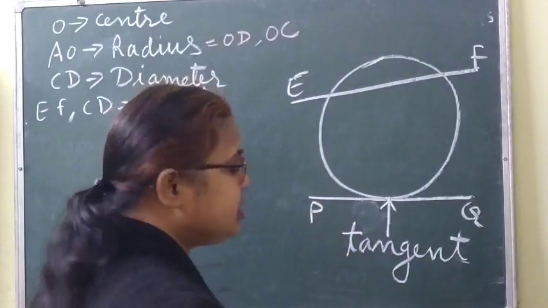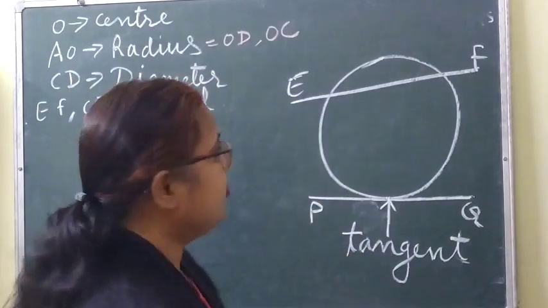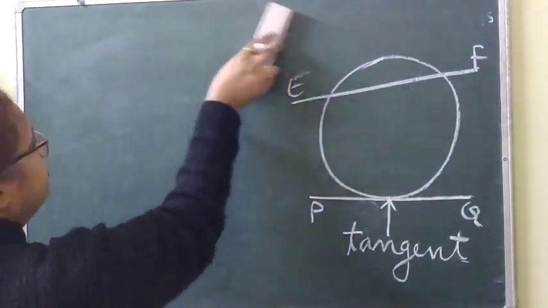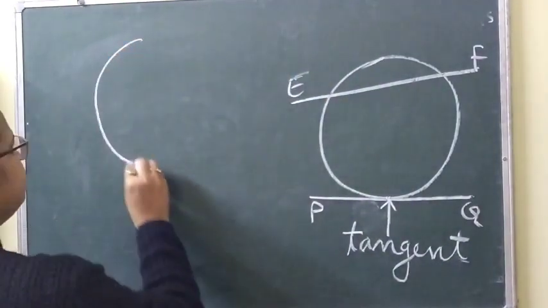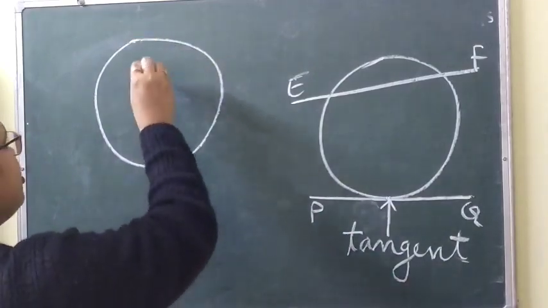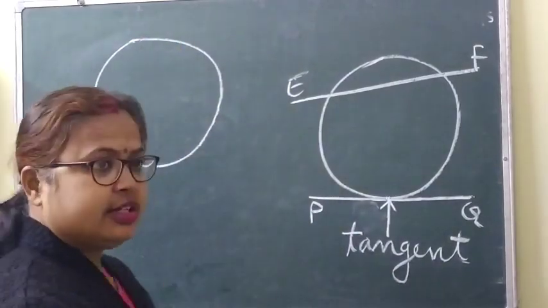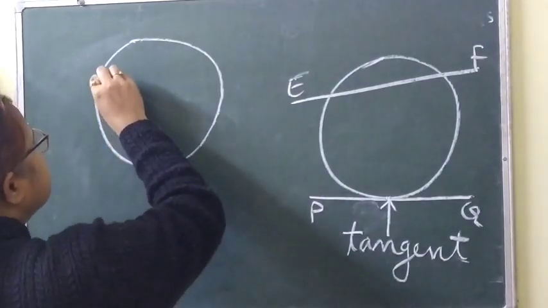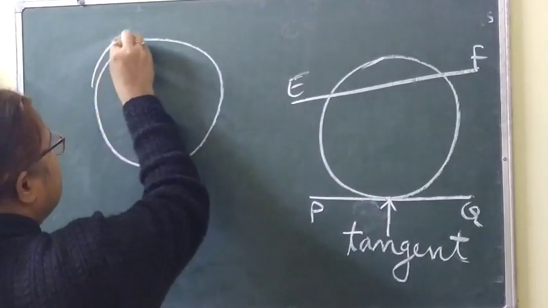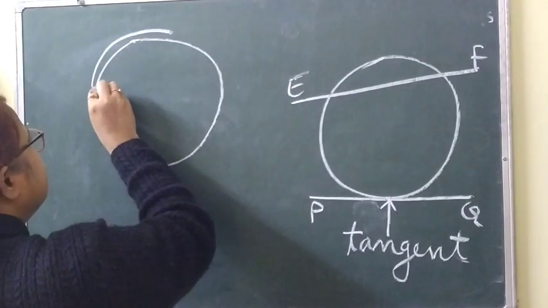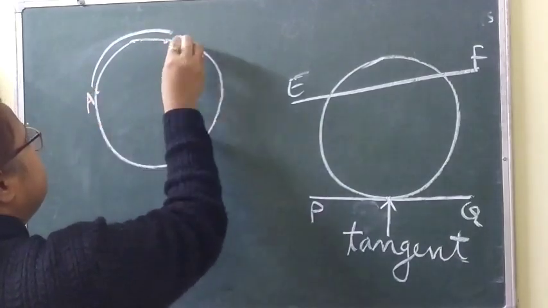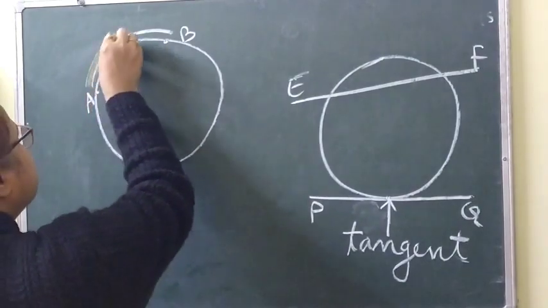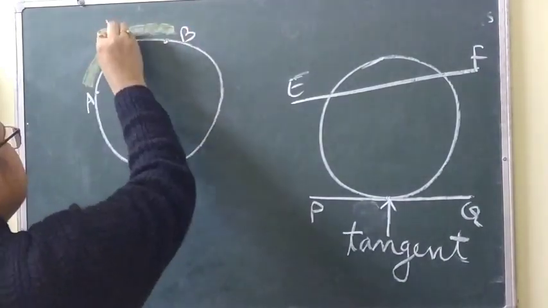Okay. Now next is a sector. What is a sector? This is a circle. Clear? Before the sector, let's discuss the arc. What is an arc? A part of the circumference is called an arc. Clear? So if this point is A, this point is B, then this part is called an arc.